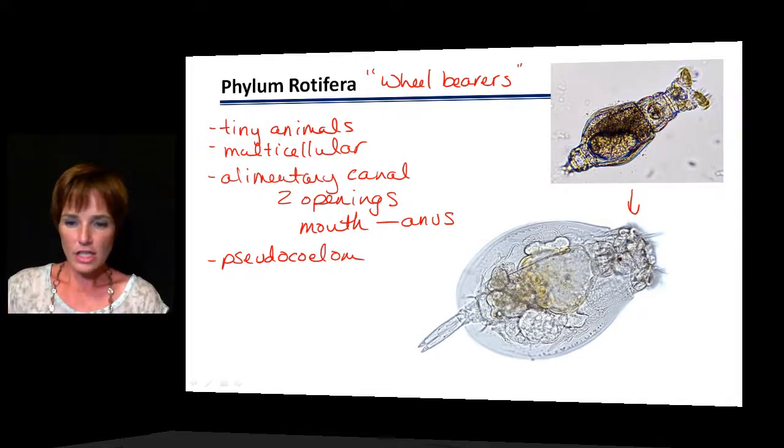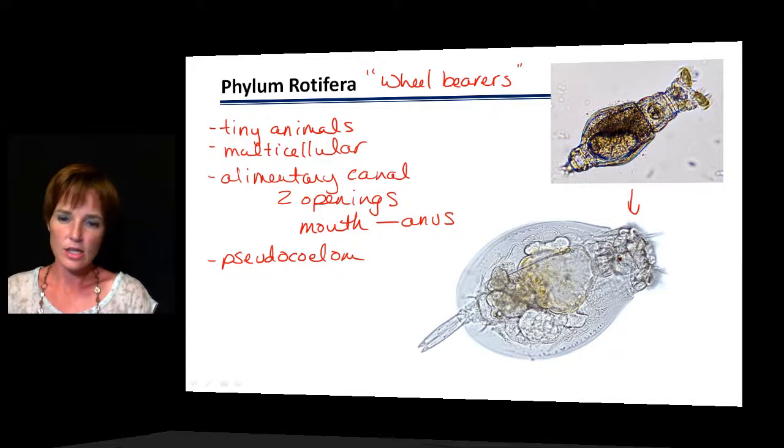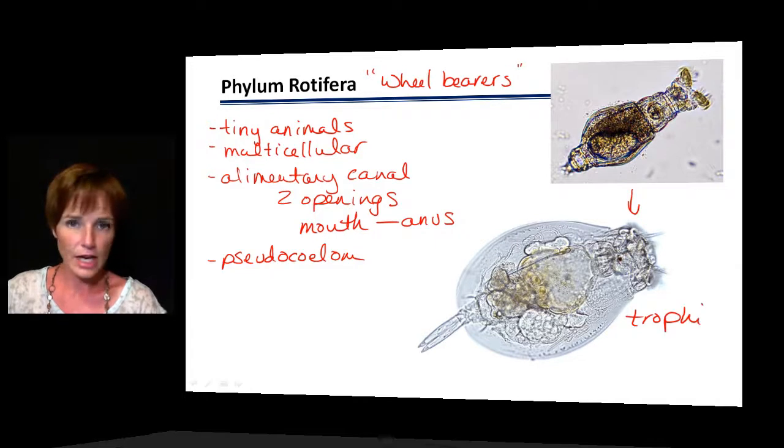If we look at these, you can see that there are a lot of different structures inside the body of this organism. They are known for their jaws. They have jaws that are called trophi. These can be used to grind or crush their food.